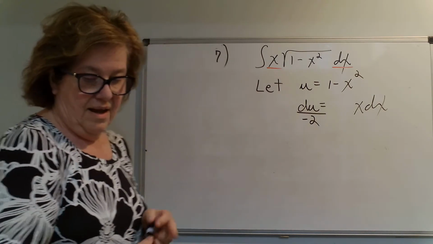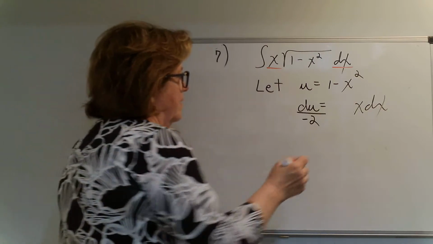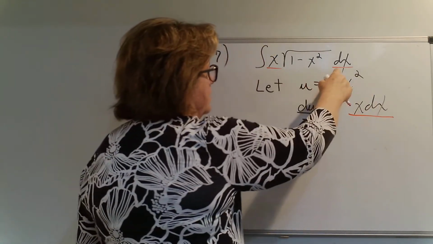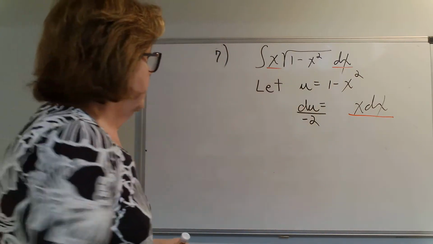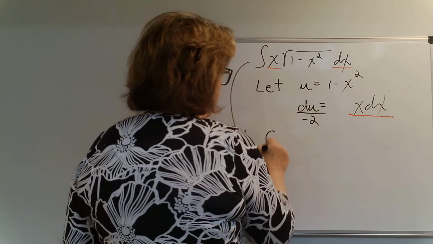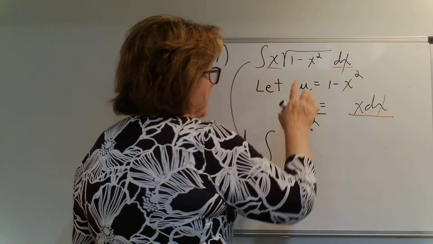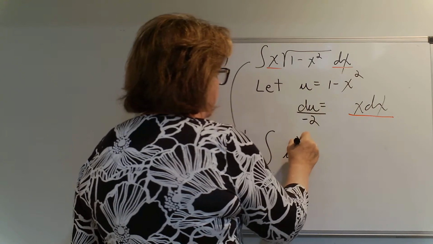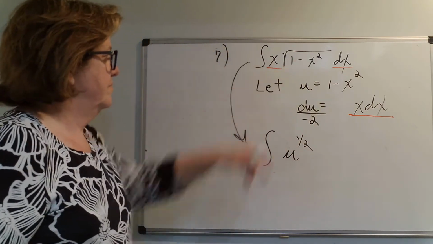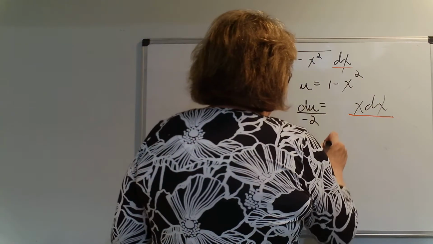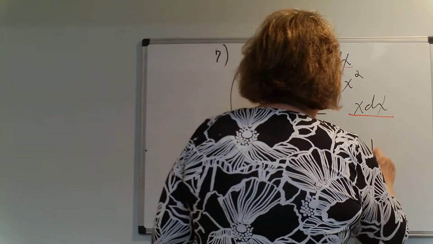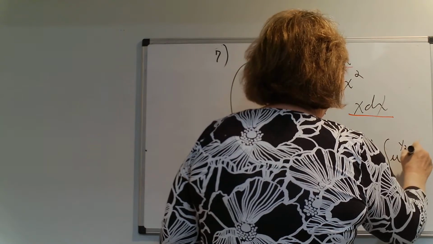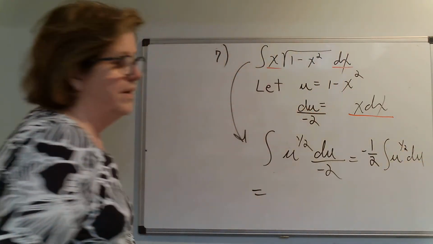Now, I can substitute for x dx, and I can substitute for 1 minus x squared. So my new integral will be u to the 1/2, right, the square root of u, times du over negative 2. Well, remember, this is just a constant. We can pull that out. Okay, now we can do that.